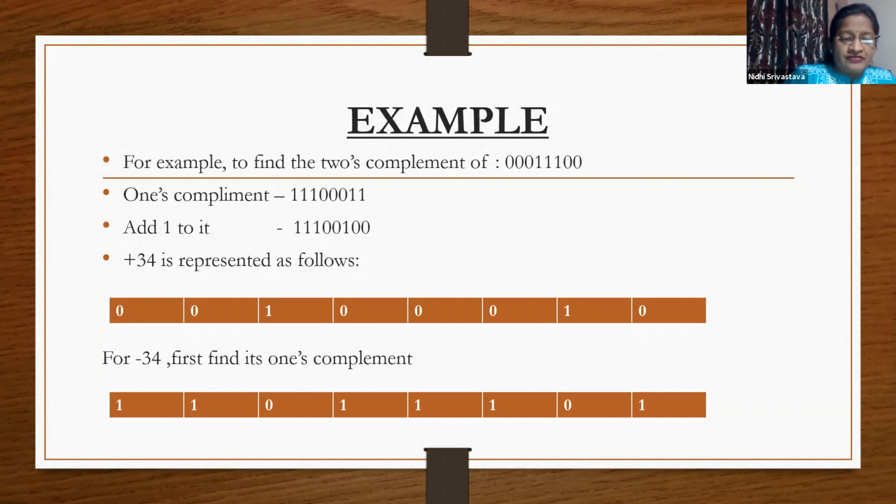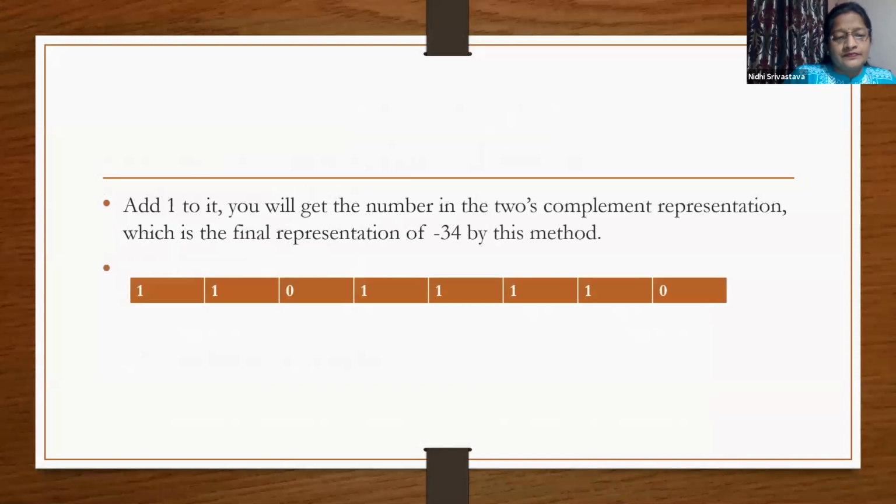For minus 34, first find its 1's complement, that is 1 1 0 1 1 1 0 1. Add 1 to it. You will get the number in the 2's complement representation, which is the final representation of minus 34 by this method. This is 1 1 0 1 1 1 1 0.